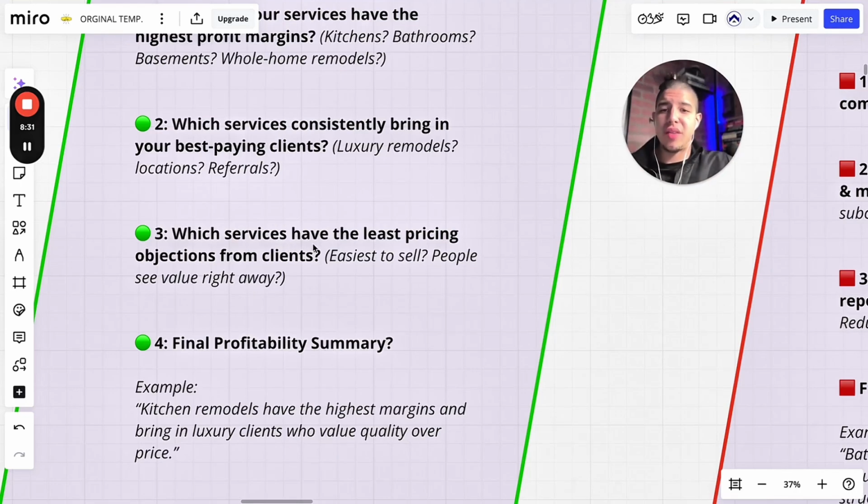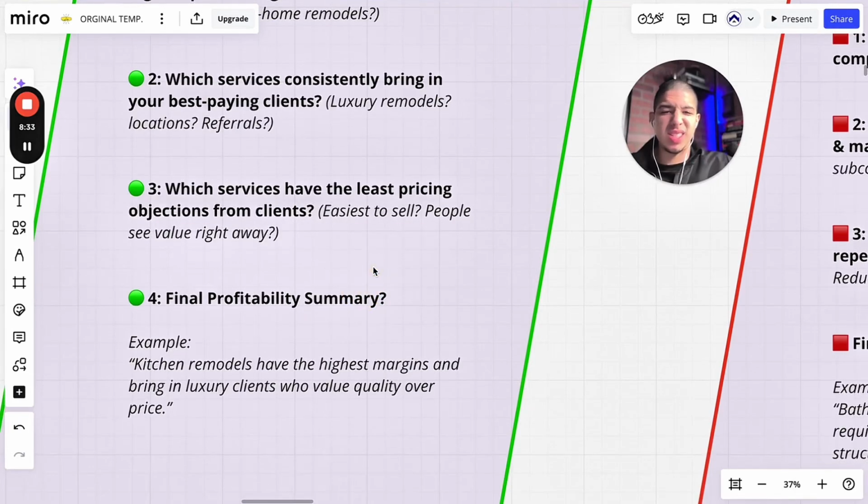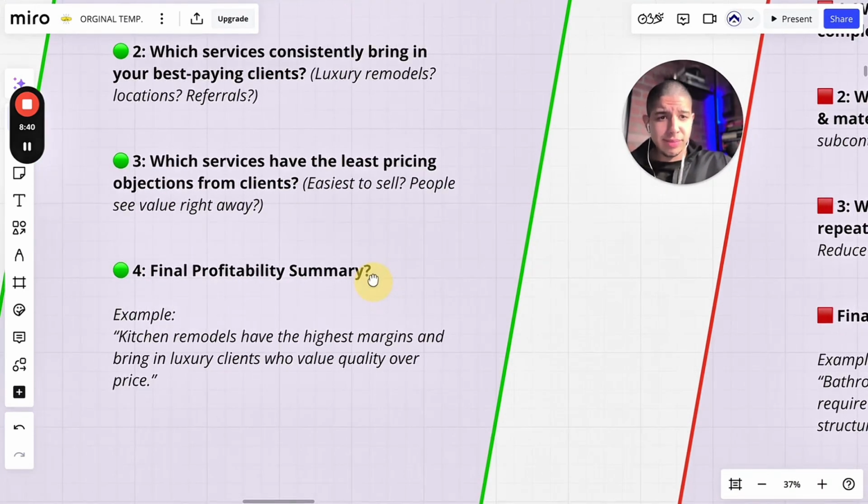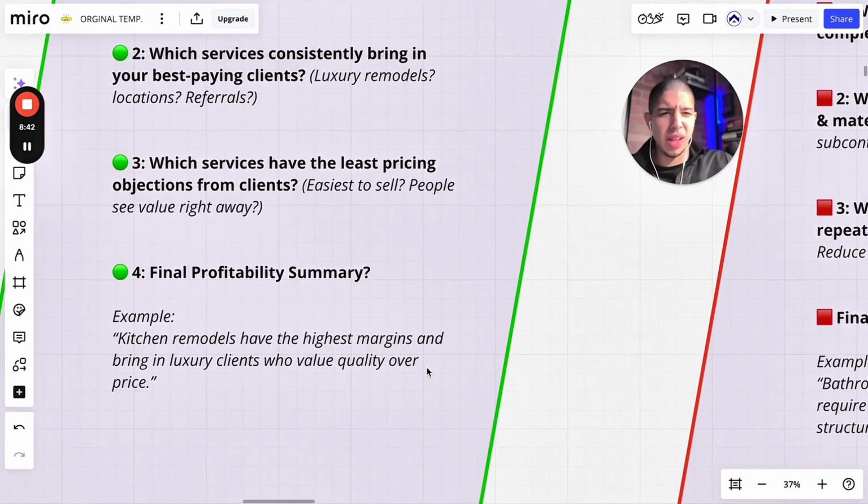Number 3, which services have the least pricing objections from clients? Easiest to sell. That's what we want. I don't care how good your sales are, nobody wants to deal with somebody who's hard to sell. People see value right away. How can we identify people who see value right away? I'm about to teach you.